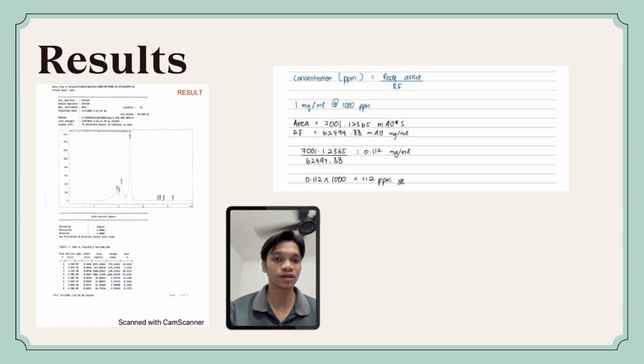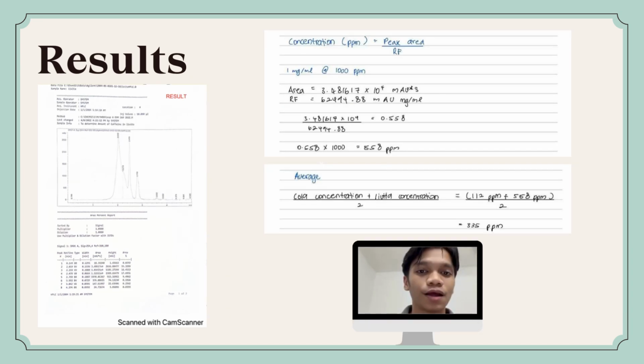7001.12365 will be divided by 62494.88 and we will get 0.112 milligram per milliliter. 0.112 will be multiplied by 1000 to get 112 ppm. And the last result is to calculate the concentration of caffeine in Levita.